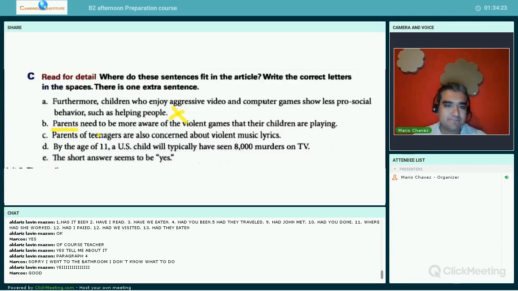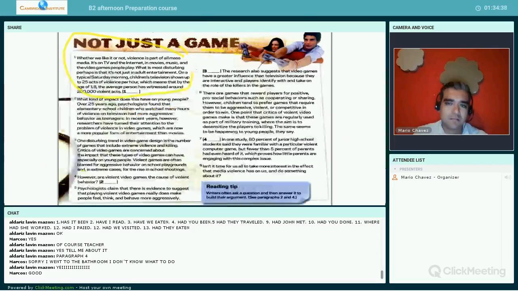Now, letter C. Parents of teenagers are also concerned about violent music lyrics. Okay, so they are also concerned. Where do you think that one can be? So it's talking about parents which are also concerned about the music lyrics. Cannot be number 4 because we did number 4 already.